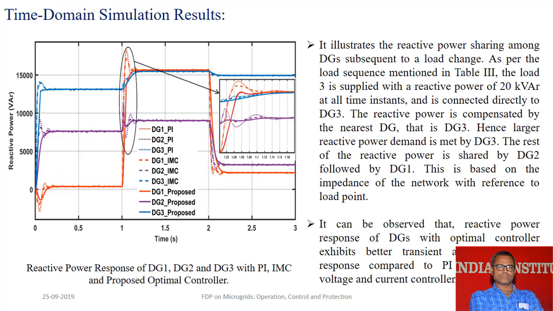Then for reactive power also it is analyzed, and it is also found the same, that the proposed controller gives good analysis. You can see here this part is magnified. Here we can see the blue curve for DG3 and DG2, and for DG1, the smooth transition, without any oscillation or transient. Also very little overshoot. There is no overshoot at all. So this is for reactive power.